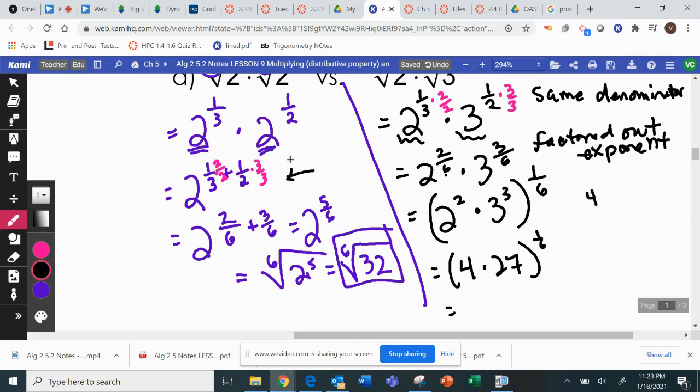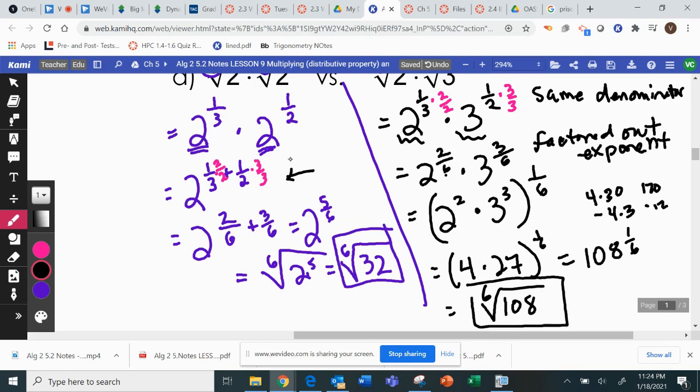4 times 30 minus 4 times 3, 120 minus 12. So 108. So that'd be the 6th root of 108. You can see that we did the work very different. I mean, not totally different, just sort of different for both of these. Really around this step is where it got the most different.